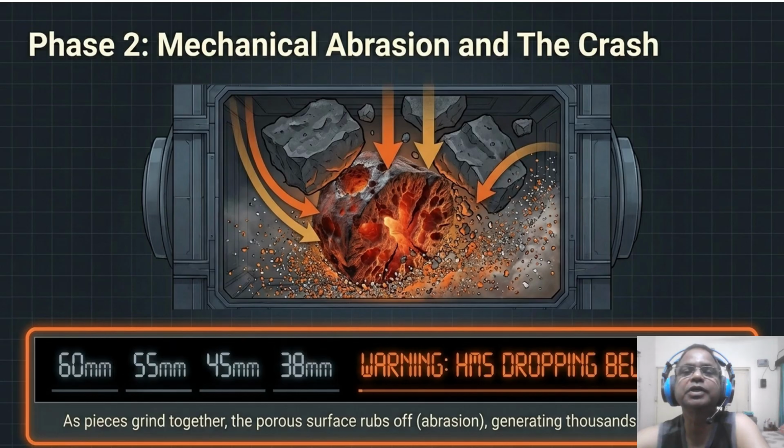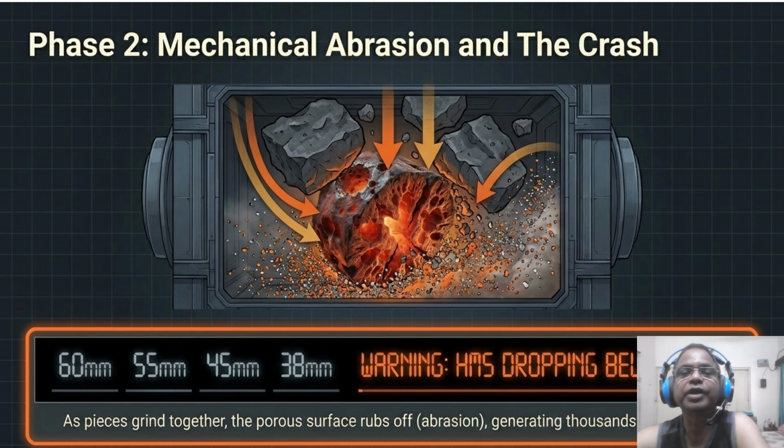The operational impact is the total loss of the gas distribution system. These fines migrate into the dead man area of the hearth, potentially leading to an inactive hearth center. This mechanical crash is what turns a high performing furnace into a liability. So we must prevent this abrasion at all costs through high CSR coke.